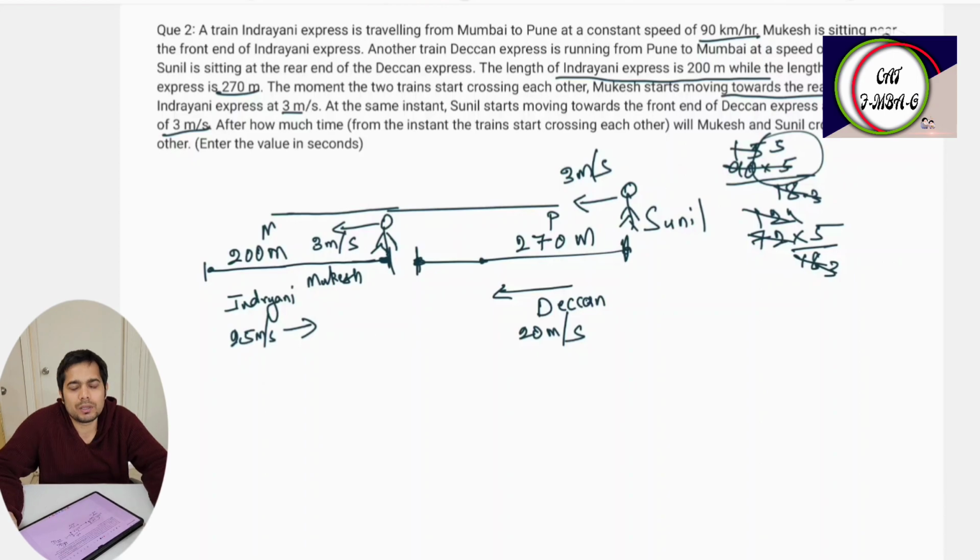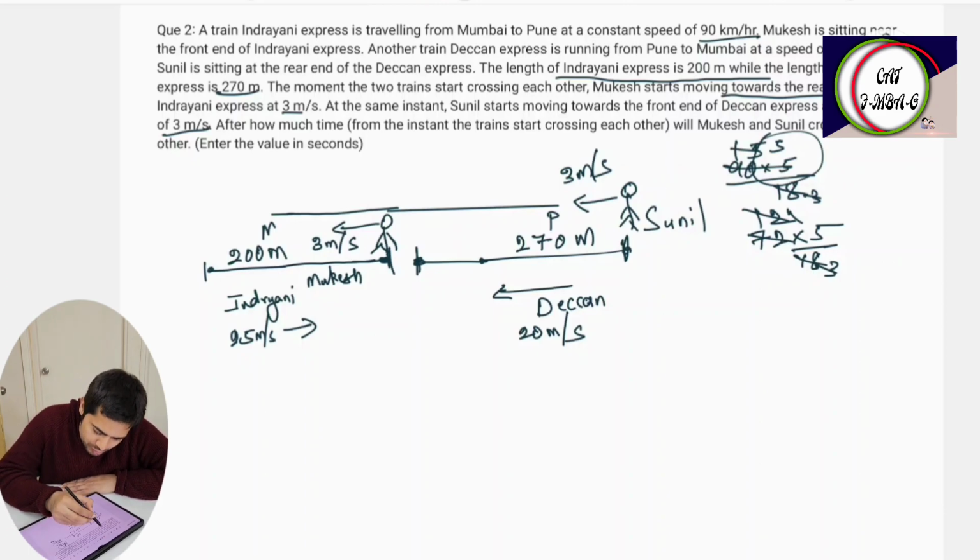It is a very simple question. You have to solve it with the concept of relative velocity. We have to find out when Mukesh and Sunil cross over each other or meet. The initial distance between Sunil and Mukesh is how much? This distance only. Distance is equal to speed into time. Distance is 270 is equal to speed.